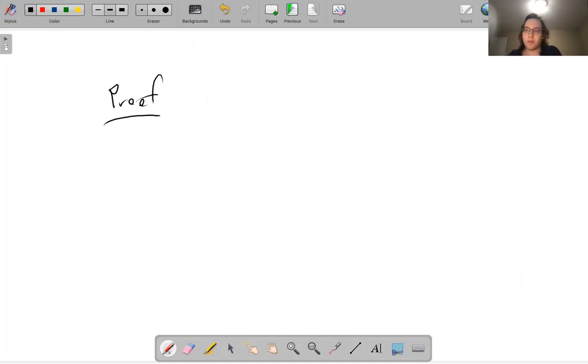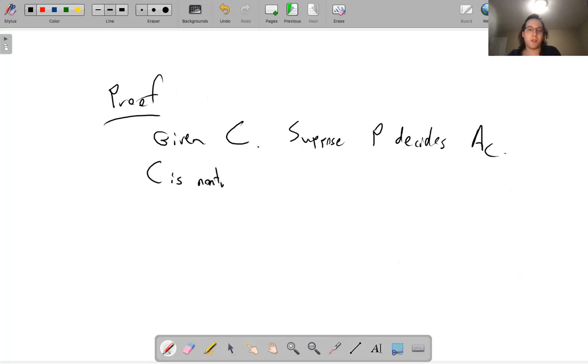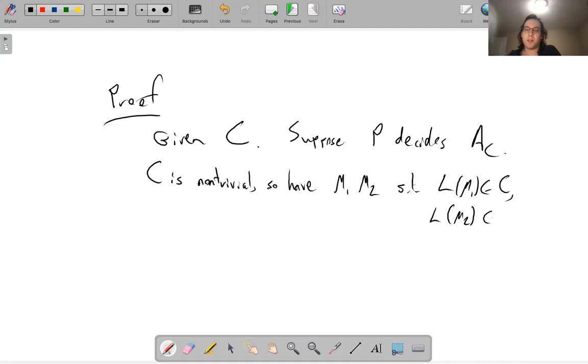Cool. So let's prove Rice's theorem. We're given C, and suppose by contradiction that P decides AC. Now, C is non-trivial, so we have machines M1 and M2 such that L of M1 is in C, and L of M2 is not. That was the definition of non-trivial.